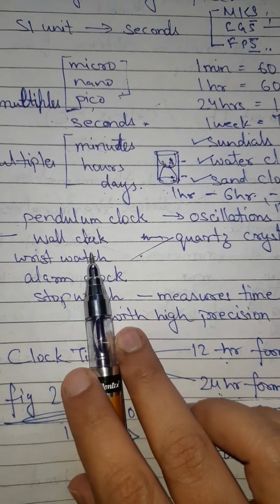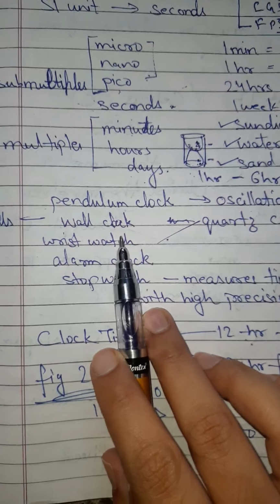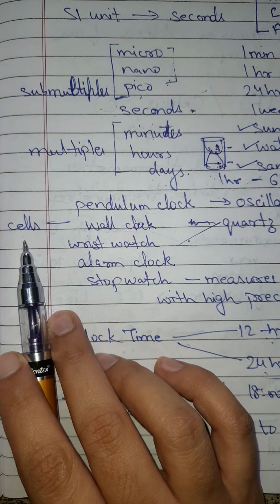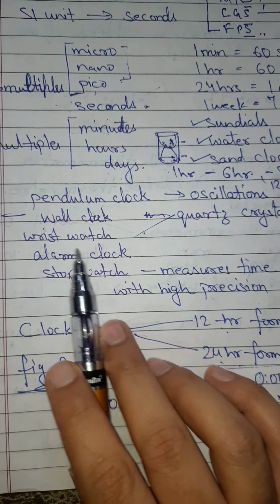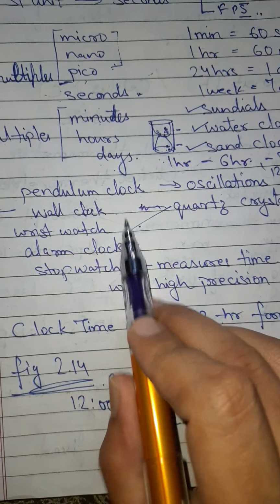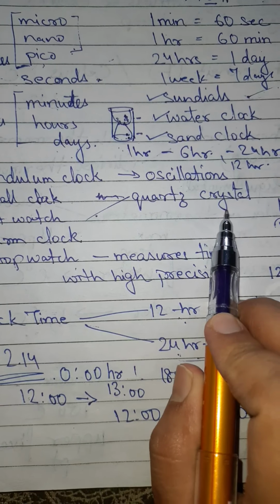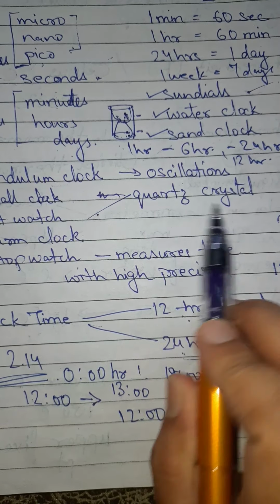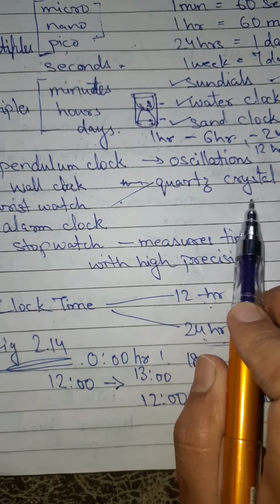Then came the wall clock. Everyone has a wall clock in their homes. It is run on cells. Wristwatches, alarm clock, all these clocks use the quartz crystal in it. The oscillation of the quartz crystal is used to measure time.